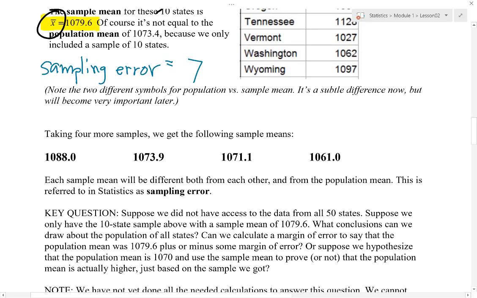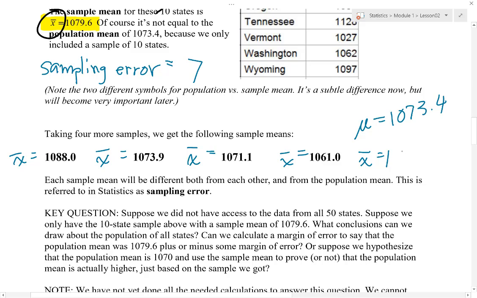So this is what I mean by sampling error. We could take 4 more samples. So we have 4 more, if we take 4 samples of 10. Every time you take a random sample, you're going to get a different group of 10 states. And the sampling error means that these are all going to be different. No, it was 1073. These are all going to be different from the population mean. What was the other one? 1079.6.